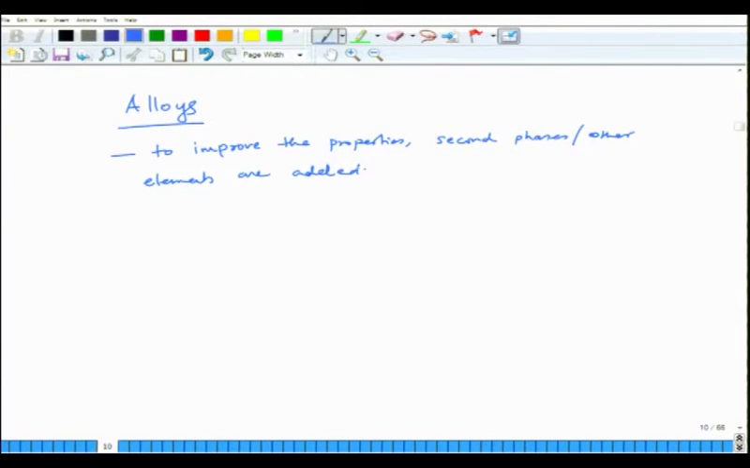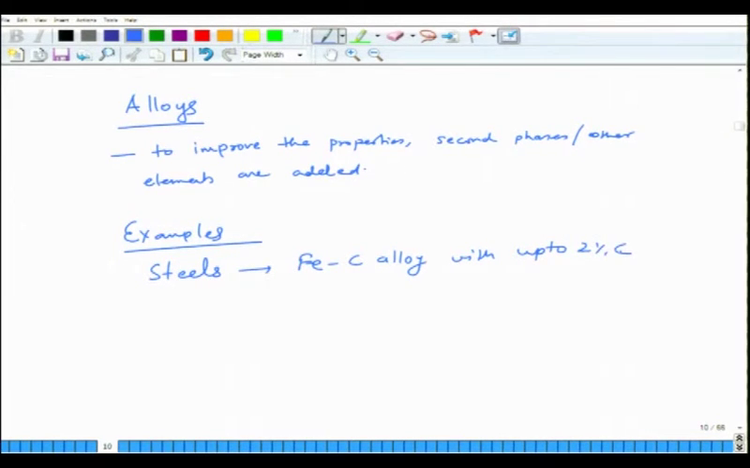Okay. So, it is intentional in many cases. In some cases, of course, it is unintentional because you cannot remove the impurity, but in most cases it is intentional. For example, steel, which is iron carbon alloys with up to 2% carbon.